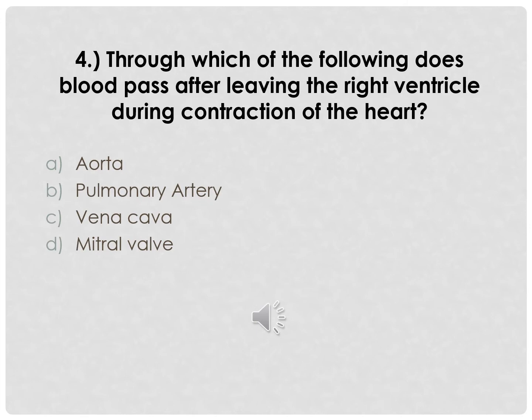If we look at A, the aorta, that's an artery leading out of the left ventricle, so we can rule that out. If we look at C, vena cava, that's actually a vein that supplies blood to the right atrium of the heart. We can also rule that out. If we look at D, the mitral valve, that is a valve found in the left side of the heart between the atria and the ventricles, so we can rule that out as well. The answer to this is B, pulmonary artery.